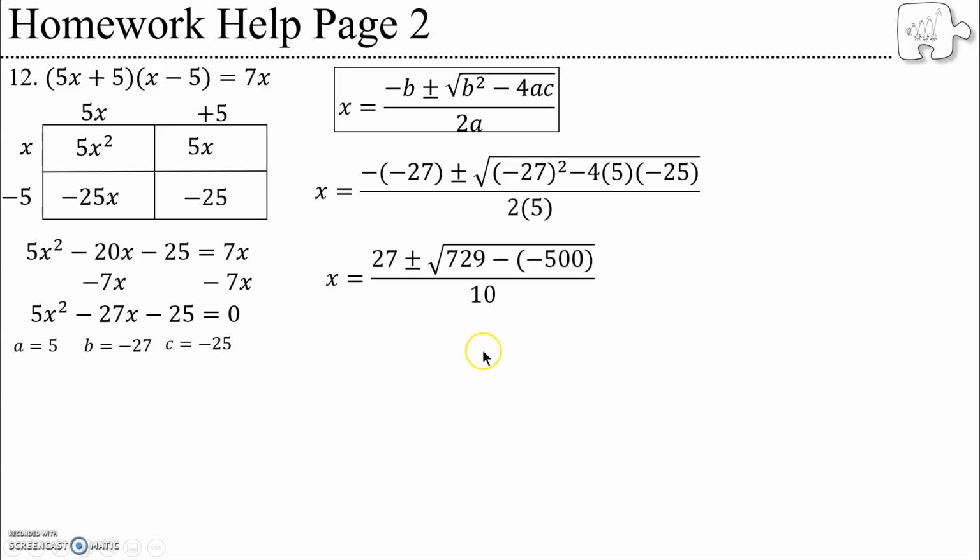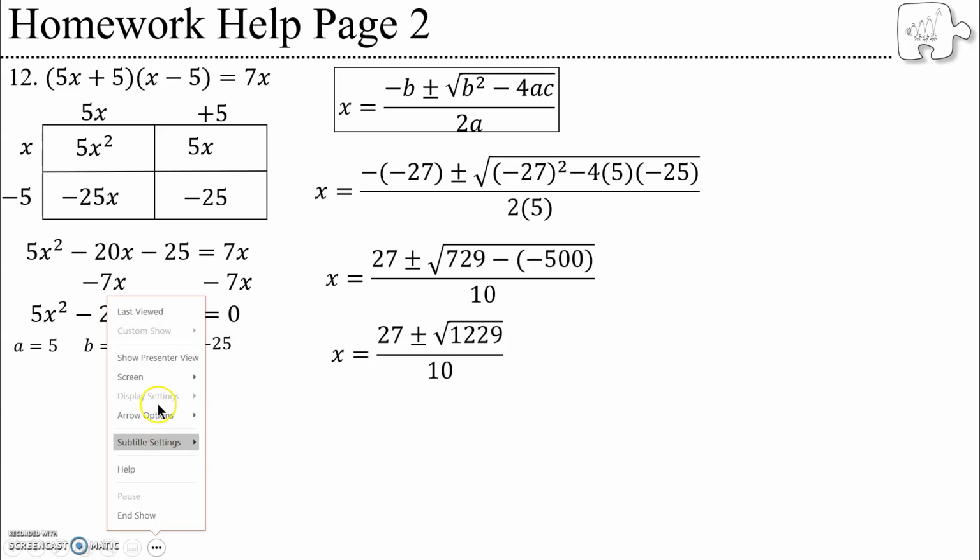So now, combining the inside, we get 27 plus or minus the square root. This becomes addition, so we get 1,229, all over 10. So now we're at the point where we could use our calculator.